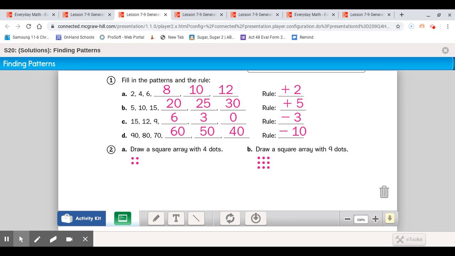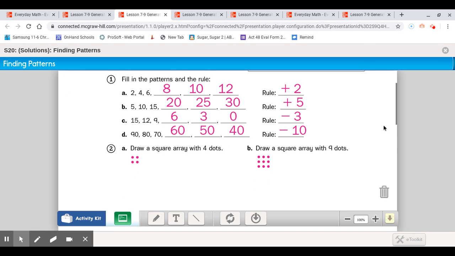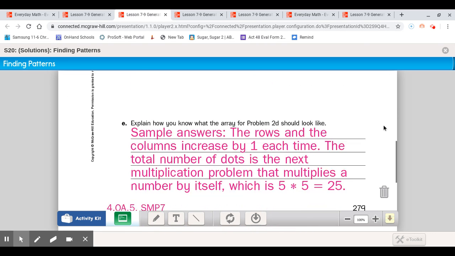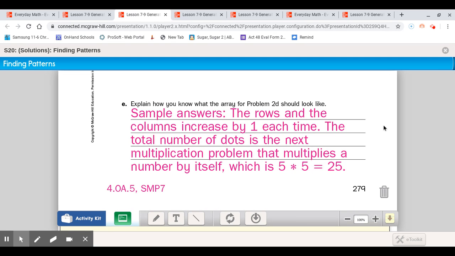Remember, with the square arrays, you have to have the same number of rows and columns. Hopefully you did fine on that. Let's go ahead and continue with the lesson.